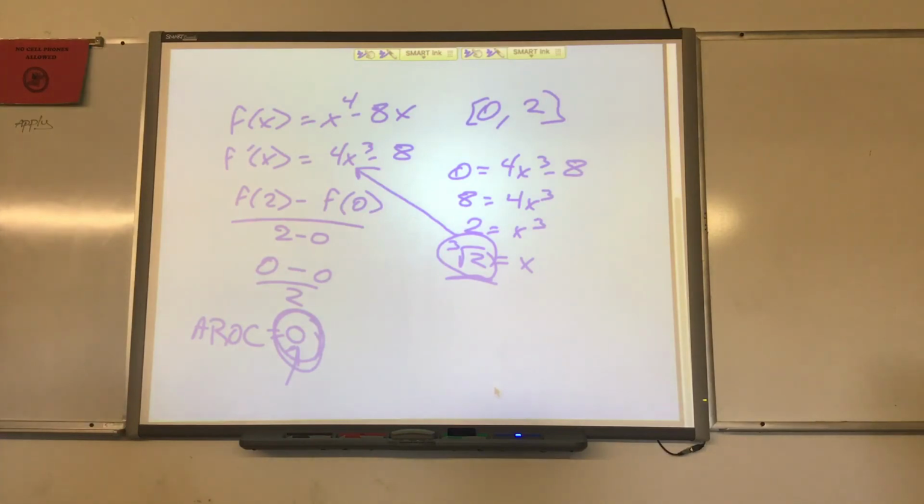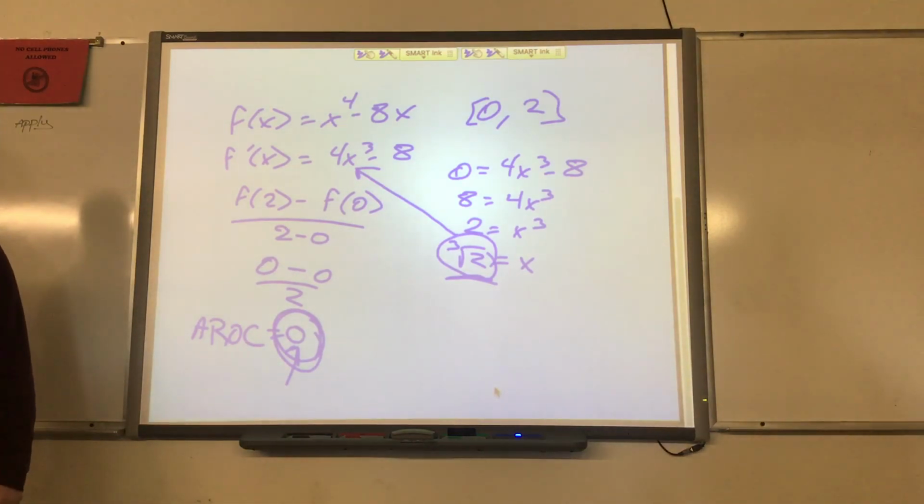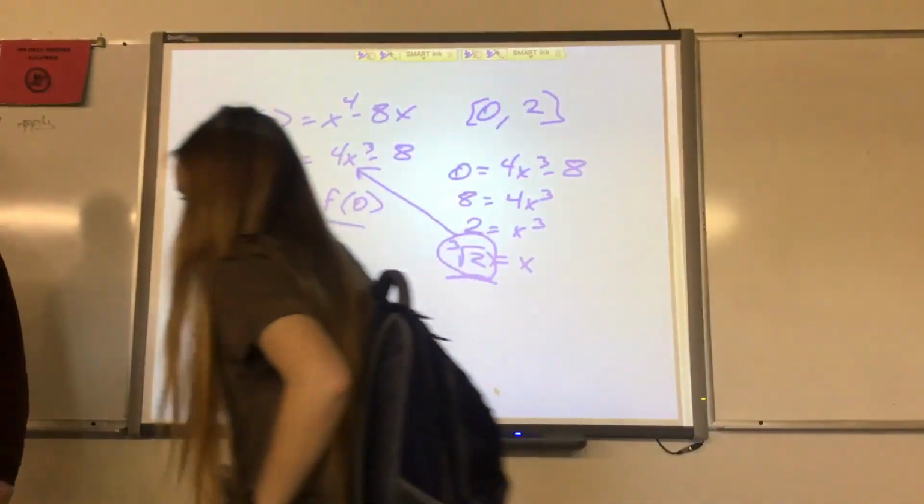But we only have one IROC there. We had multiple ones in the last one. All the MVT guarantees is that it happens at least once. It can happen more than once, but it guarantees it happens at least once. Algebraically, we can only get one? No, you can get more than one. We'll do something where you get more than one.